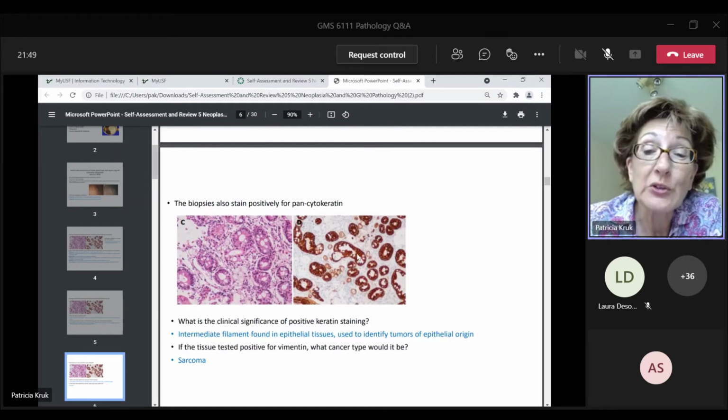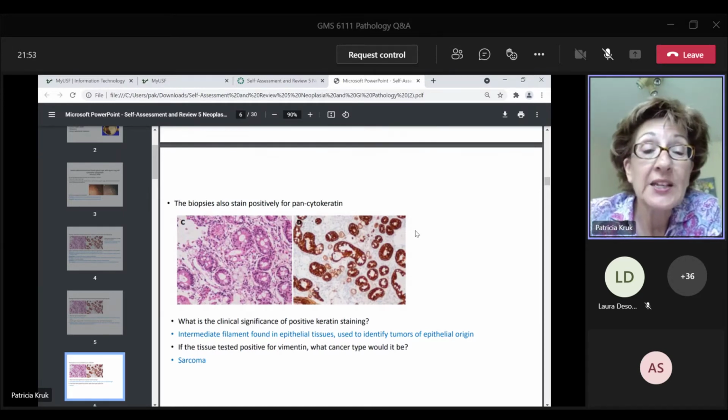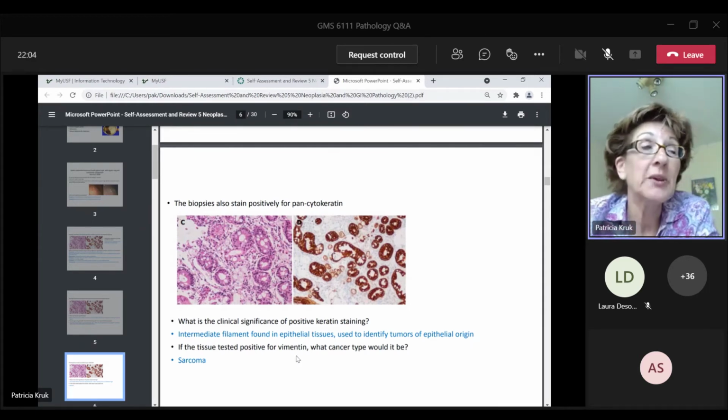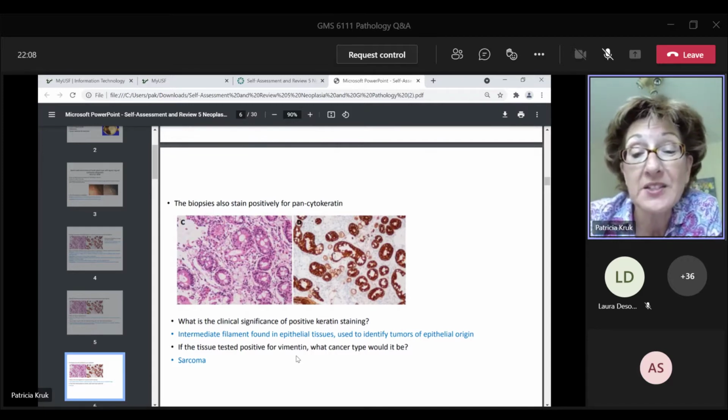You see what looks like epithelial glandular elements, but you can't be sure. So we do staining based on the intermediate filament type to tell us the basic tissue type. Keratins, as you remember, are characteristic of epithelial cells. Vimentin is characteristic of connective tissue. So if this was positive, we would say obviously this is a sarcoma rather than a carcinoma.